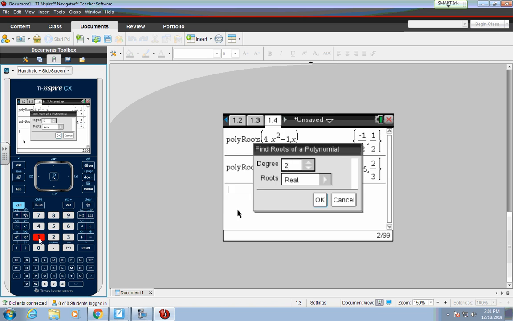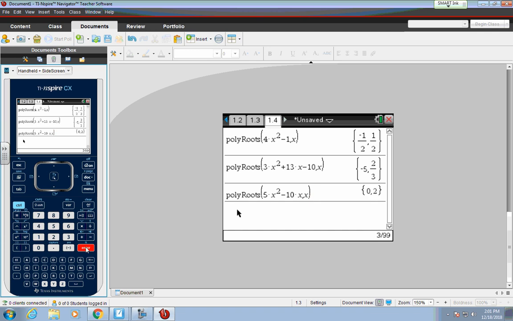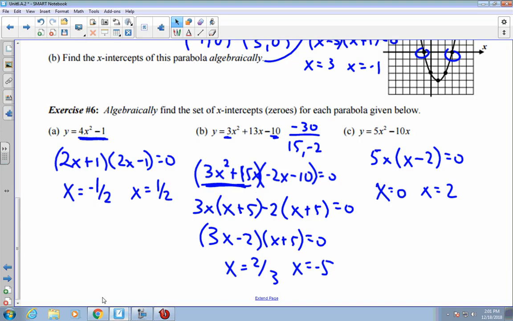And the last one, menu 3, 3, 1. Degree is 2. I have a 5. I have a negative 10 for the B. No C term, so it's 0. Okay. And there is 0 and 2. Just like all the answers we had.